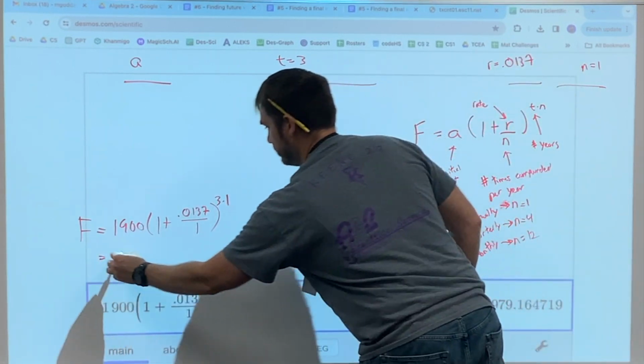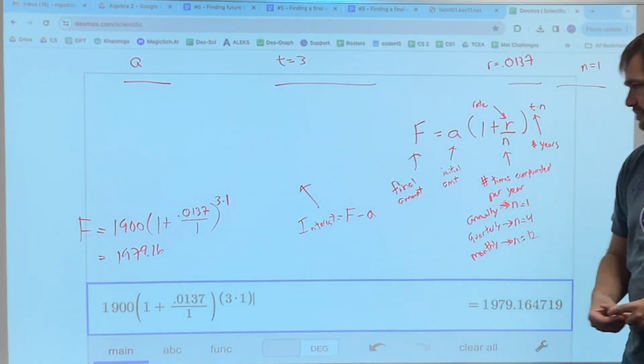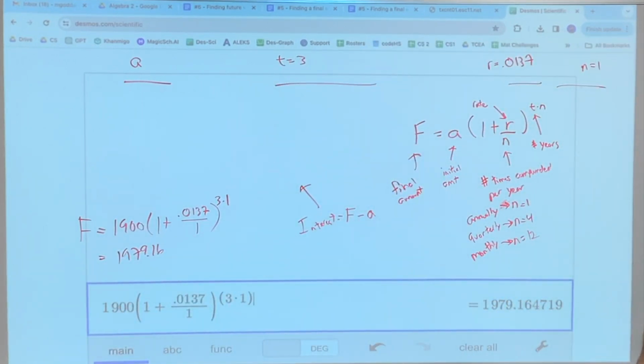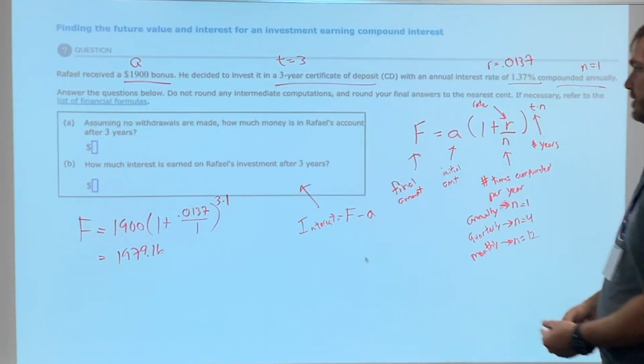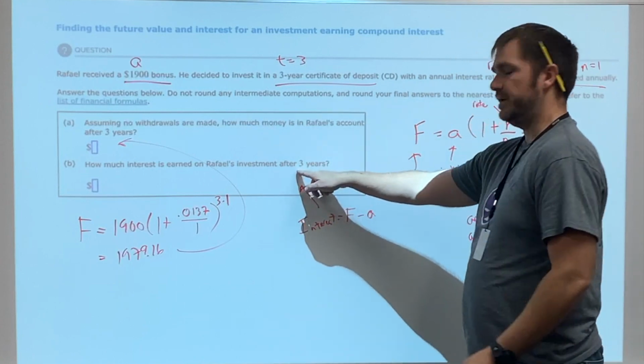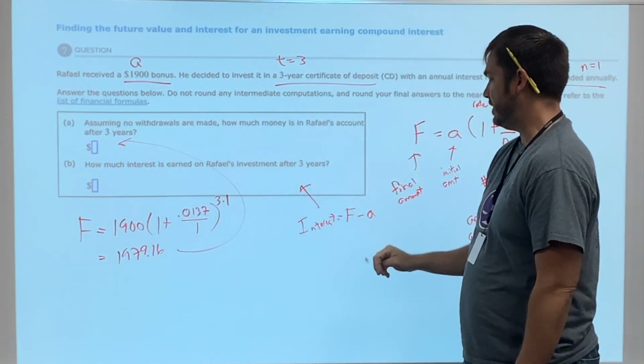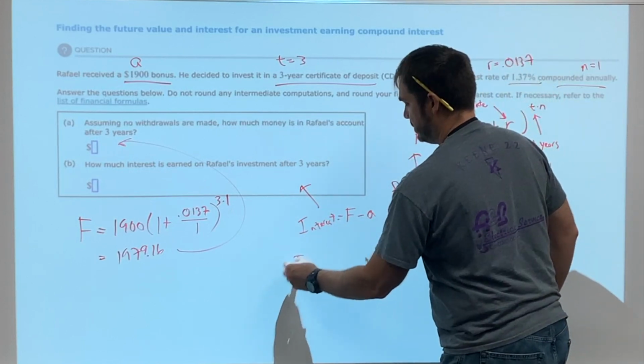1979.1647, so we're going to round to the nearest cents. That's going to be a 1/6. So we're saying our final amount is equal to 1979.16. And that would be the answer to this part right here.